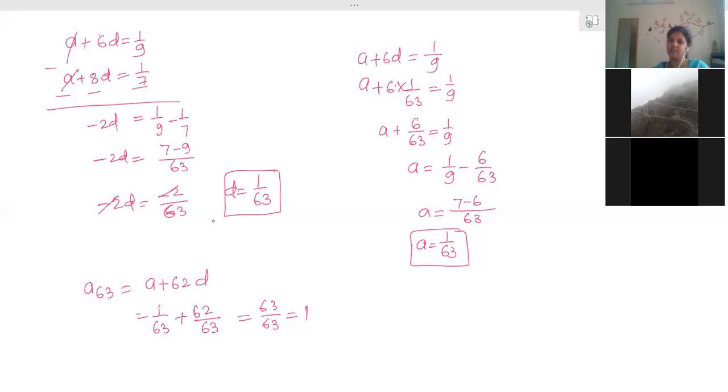So 2A plus 17D. Understood. Now substitute the values of A and D in that case. Thank you.